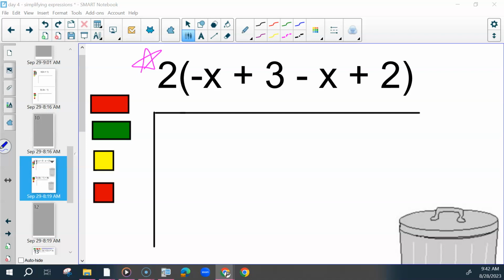Anyone want to see this one done with algebra tiles? No? Okay. So with this one, you can do this algebraically 2 different ways. So I'm going to show you both. One is using your order of operations, grouping or parentheses first, so doing what's inside the parentheses, combining your like terms.